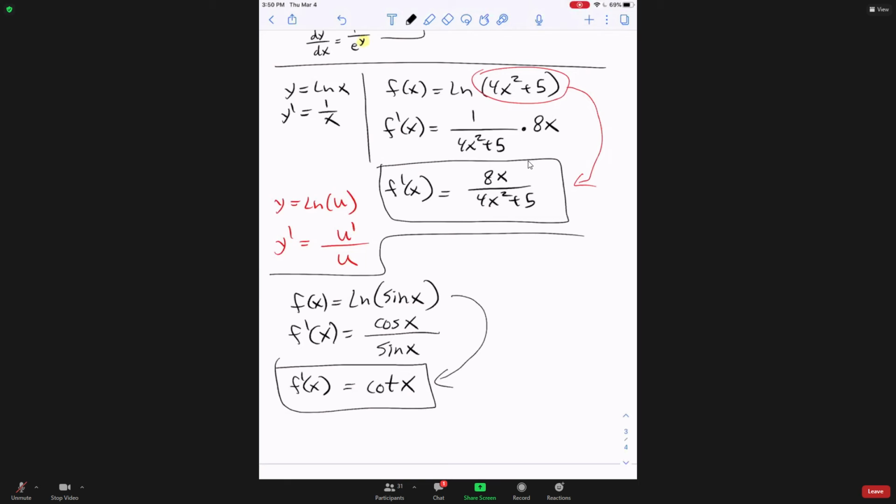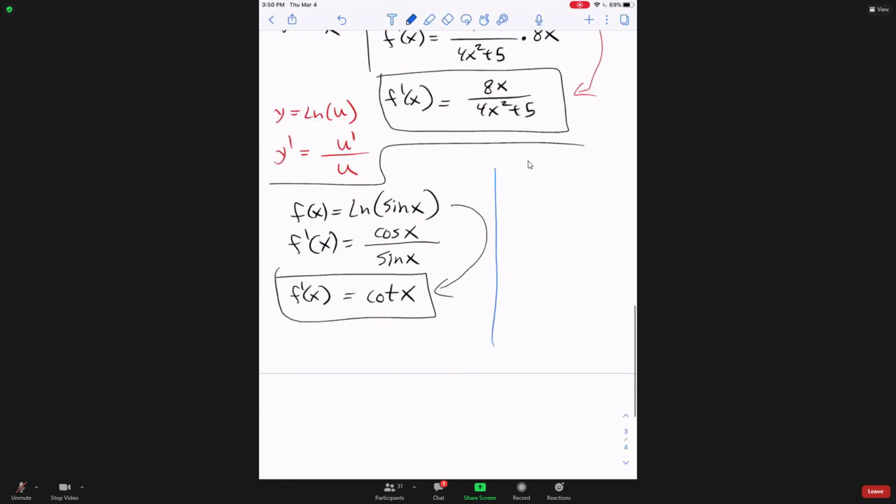So I like to generalize this with my little funny rule. Y equals natural log of anything. Let's call that anything happy face. So if you have y equals natural log of happy face, the derivative is happy face goes on the bottom, and the derivative of happy face goes above it. So the derivative of happy face is happy face with an antenna. Happy face prime.